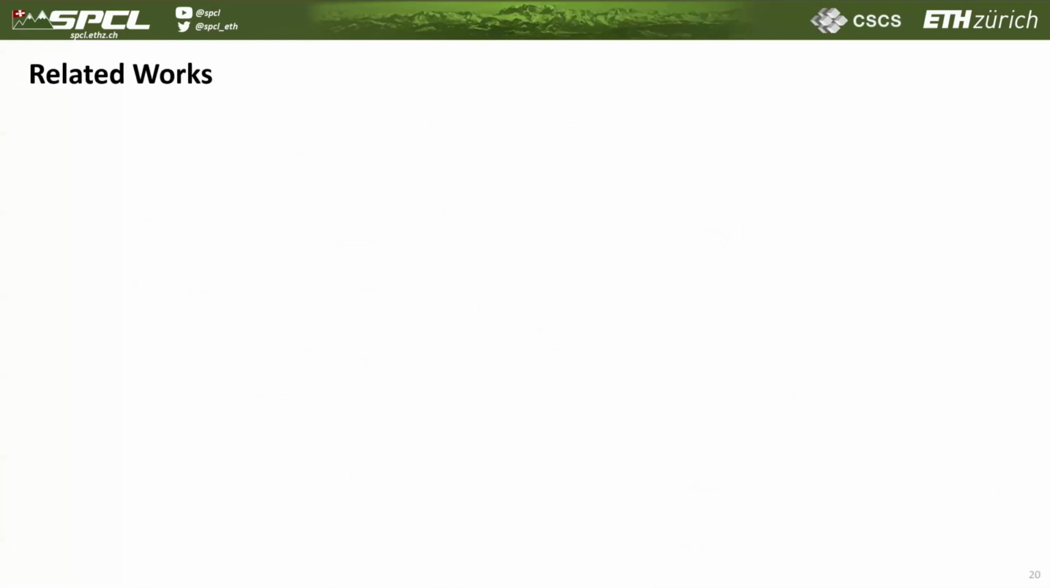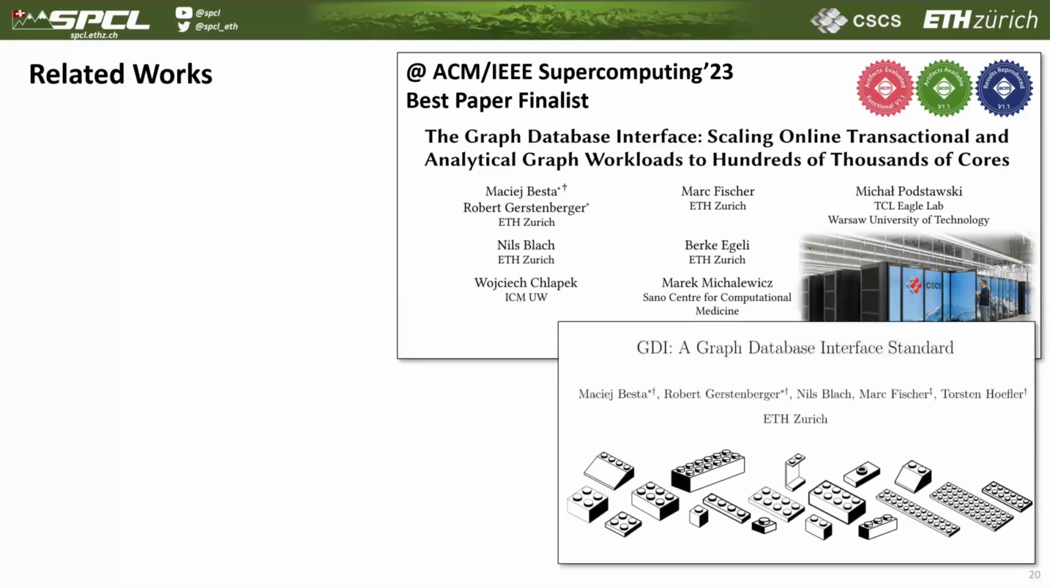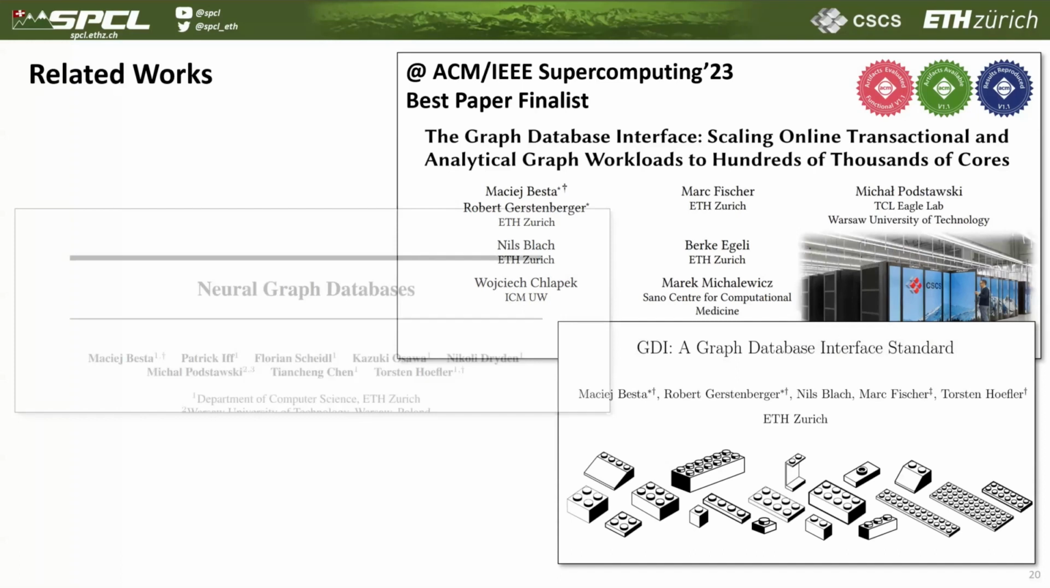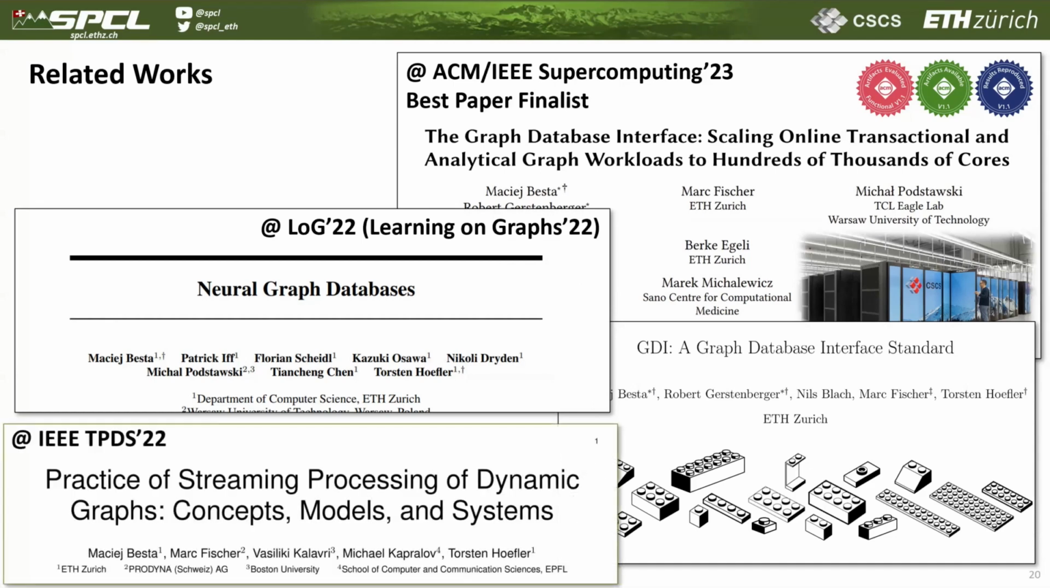We also have some related papers connected to this whole landscape. On one hand, we provide a ready design of a graph database that we call the graph database interface, which we illustrate is capable of scaling to hundreds of thousands of cores for both transactional and analytical graph workloads. It's based on a concept called GDI, Graph Database Interface Standard, which prescribes building blocks for different graph databases. We also have works related to empowering graph databases with neural capabilities and related work on streaming and dynamic graph processing frameworks.